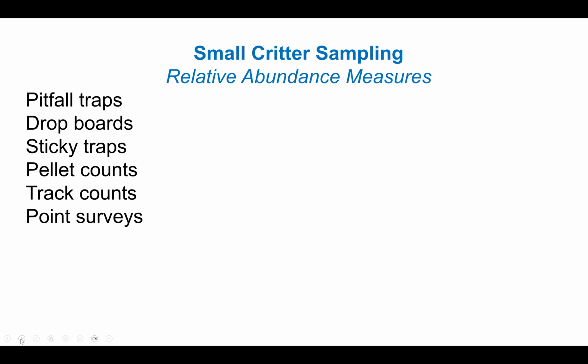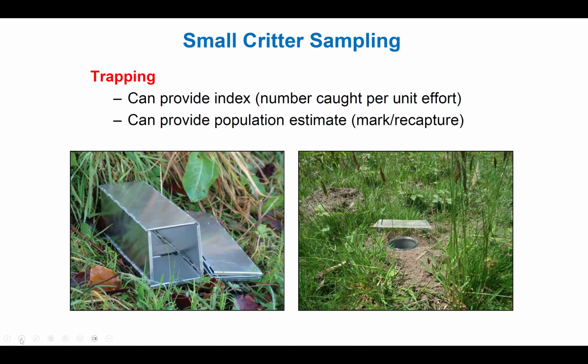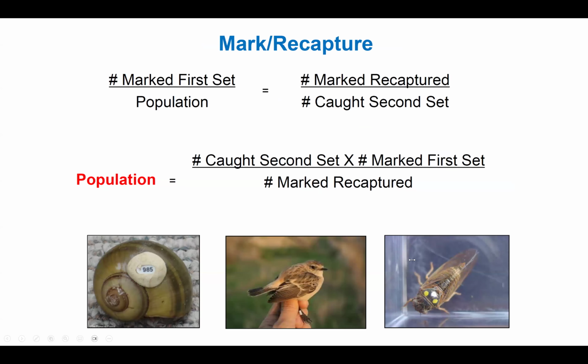This is how you do small critter sampling. So pitfall traps. I think I have a picture of a few of these: drop boards, sticky traps, pellets to track and point. These are pitfall traps here, where you dig a little hole in the ground, you put a little bucket, and then the thing walks by and falls in. This is good for mark and recapture. You're not killing them or anything. They go in the box and they hang out, and then you let them out. This is great for little critters like this.